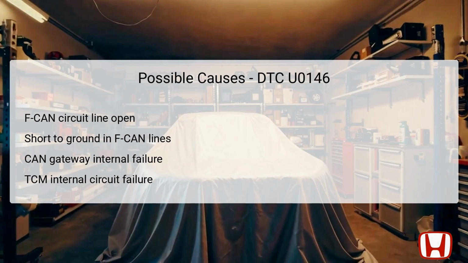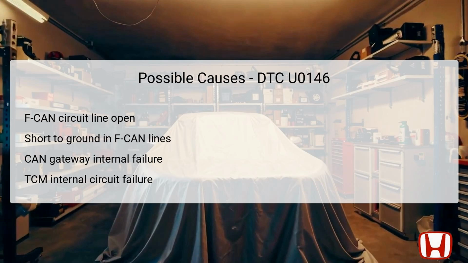Several potential causes lead to DTC U0146, which denote malfunctions within the F-CAN circuitry or related systems. One primary cause may be the F-CAN circuit lines being open, either the AH or AL line, which means that breaks in the wiring prevent signal transmission. Alternatively, there could be a short to ground in either F-CAN line, causing erroneous data to be sent or received. This condition leads the TCM to misunderstand the current state of vehicle operation.